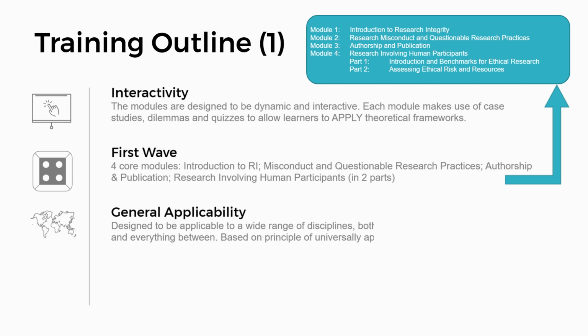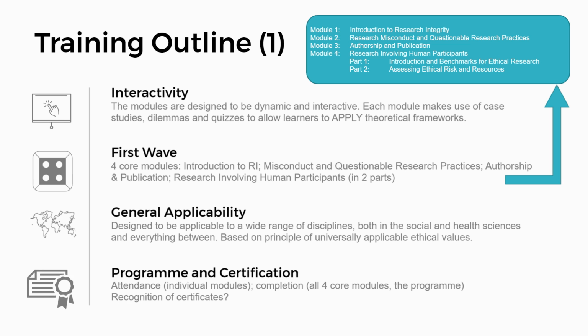We've tried to make the modules as generally applicable as possible. They're designed to be applicable to a wide range of disciplines, both in the social and health sciences and everything in between. We've based them on principles of universally applicable ethical values. We also offer a program in addition to the individual modules. If you do an individual module, you will be awarded with a certificate of attendance. If, however, you complete the program, which is all 4 core modules neatly packaged together, you can get a certificate of completion.